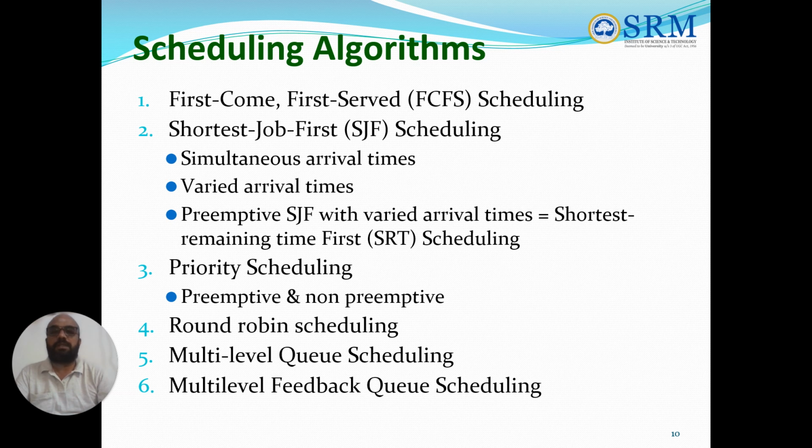Under shortest job first, the processes can arrive at the same time or at different times, and the preemptive version of shortest job first with different arrival times, we name that shortest remaining time first. Priority scheduling can be of two types: preemptive as well as non-preemptive.